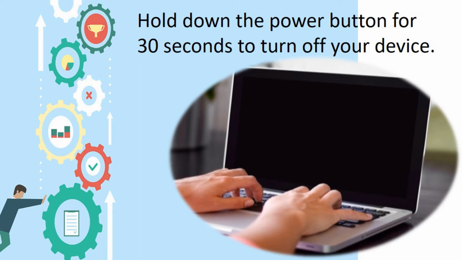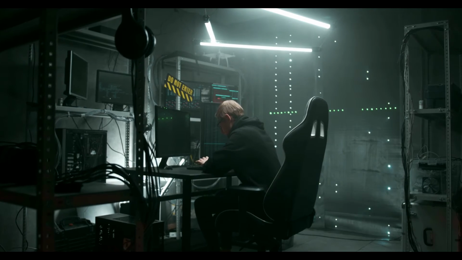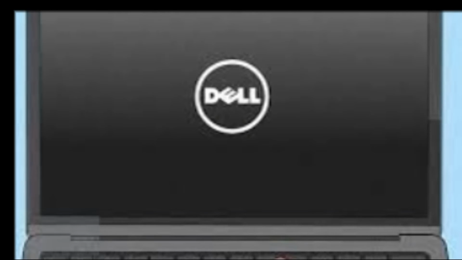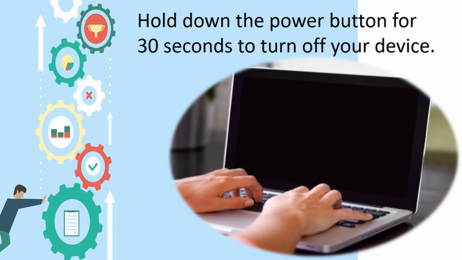Hold down the power button for 30 seconds to turn off your device. Press the power button again to turn on your device. On the first sign that Windows has started, for example, some devices show the manufacturer's logo when restarting, hold down the power button for 30 seconds to turn off your device. Press the power button again to turn on your device. When Windows restarts, hold down the power button for 30 seconds to turn off your device. Press the power button again to turn on your device.